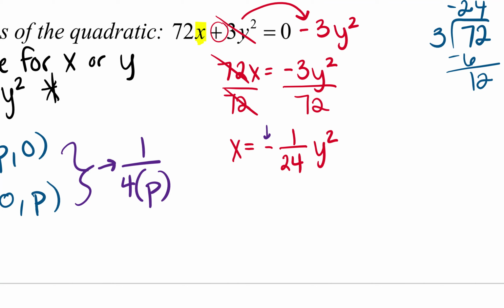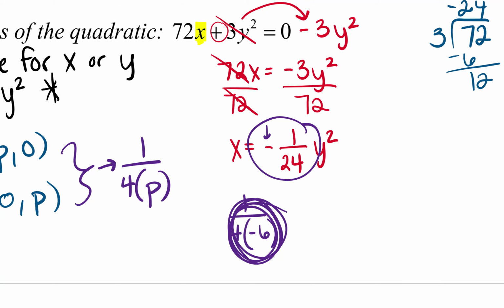So when I convert this, I'm only going to focus on this fraction. I don't care about the rest of this at this point. All I needed was that fraction. Now I can find p. So I have 1 over 4 times, well, 4 times what is 24? 6. And because I have a negative, it's negative 6. So that means p is negative 6. I don't care about anything else now.